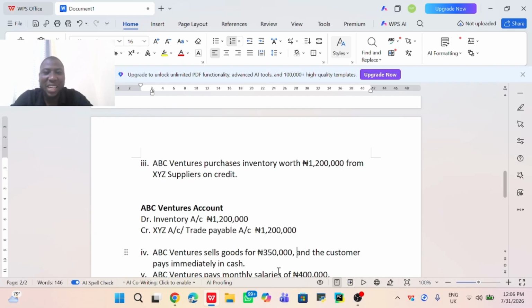So this will be the end of the class today, where we discuss the double entry principle. And in our next class, we are going to discuss more on this double entry and solve more questions on it.